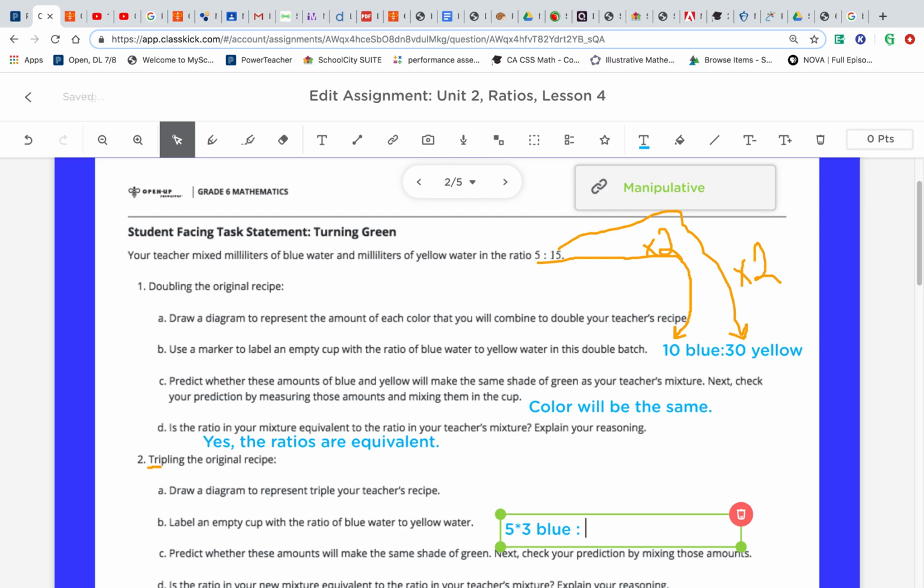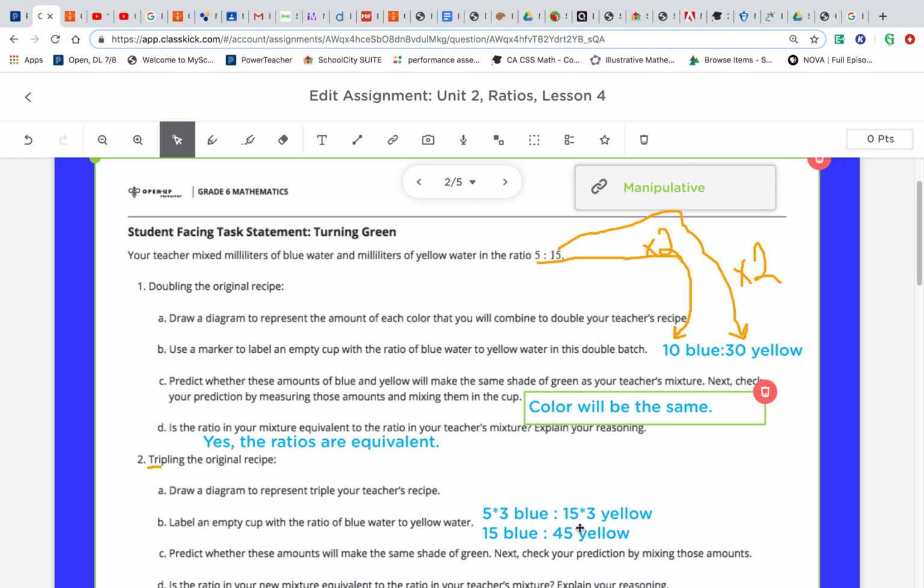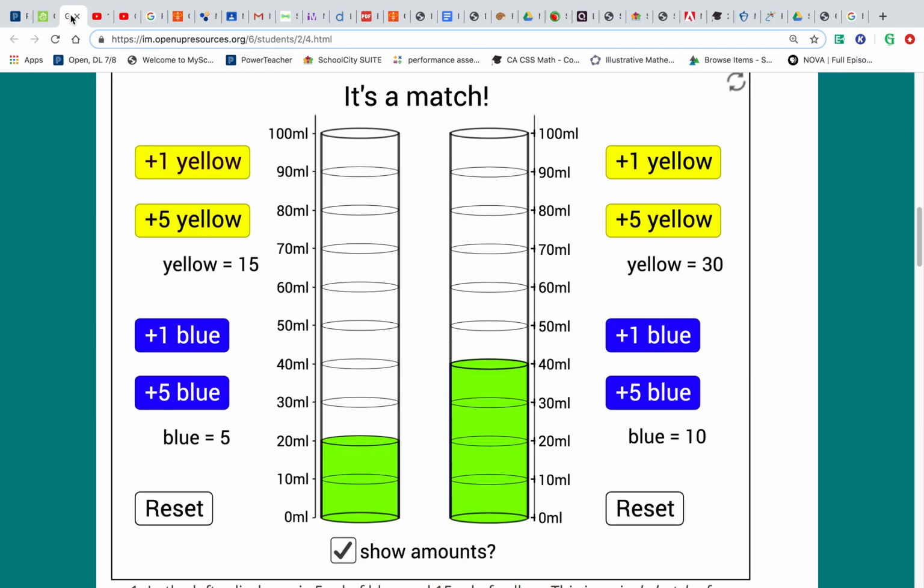And then I'm going to use a colon. This will be 15 times 3 for the yellow. And if we figure out what that's actually going to give us, that means it's going to give us 15 blue and 45 yellow. Okay, so that's what's going to be in this new cup here when we've tripled the recipe. Okay, so is that going to be the same as these other two here, 15 and 45? Let's just check it out in the manipulative that we started here.